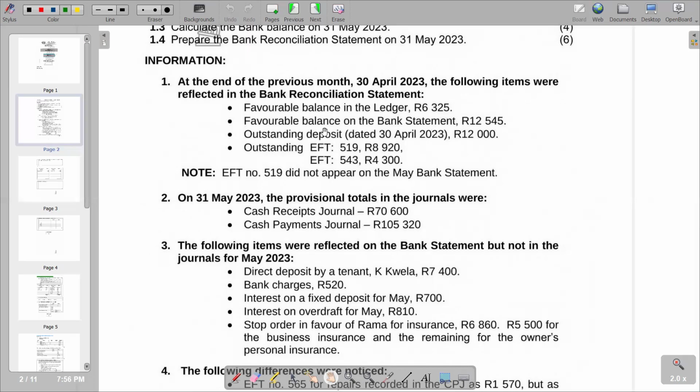which we are not so much concerned with at this point. We got outstanding deposits dated 30 April 2023, 12,000. So these were the elements of the previous month's bank reconciliation.